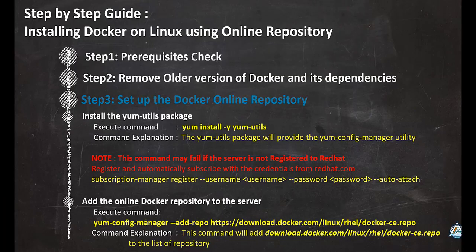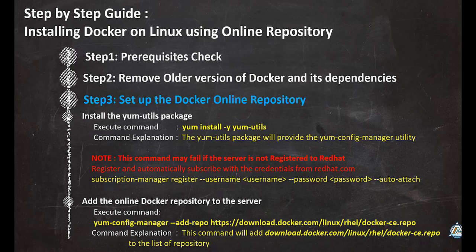Now let's add Docker's official online repository to your system. This is where we will be downloading Docker from. Adding this repo is important because it ensures you are getting Docker straight from the source. This way you will have access to the latest updates and security patches directly from Docker. We need to install the yum-utils package.